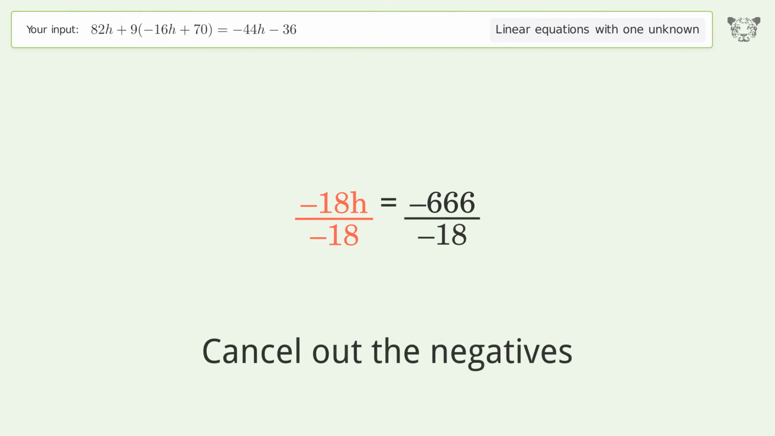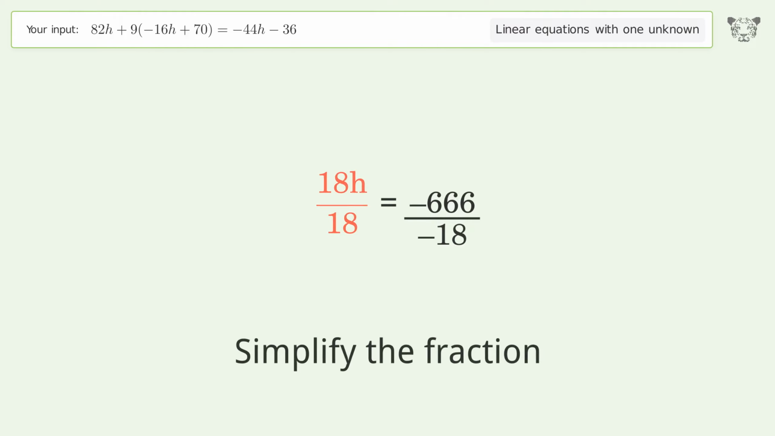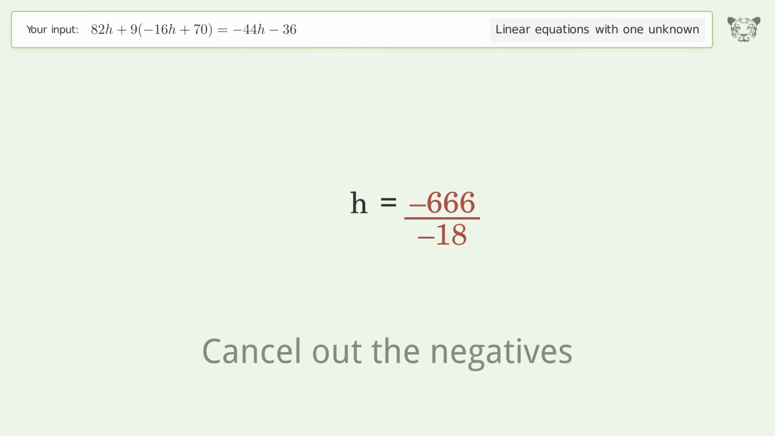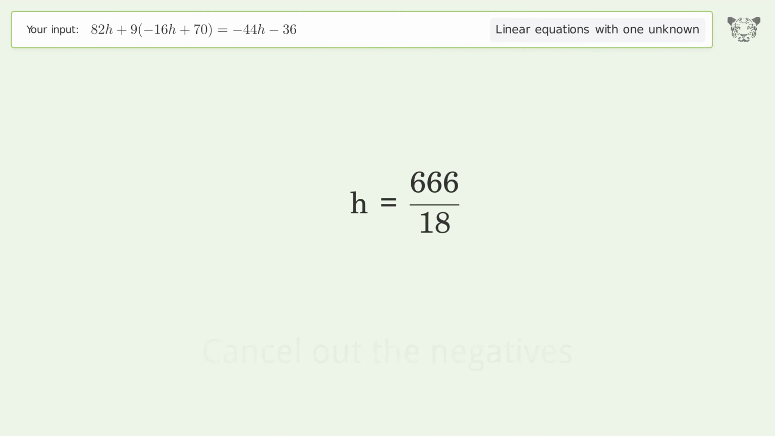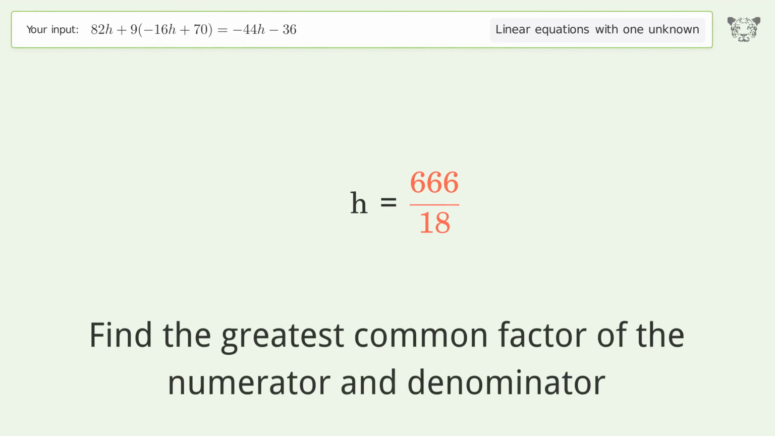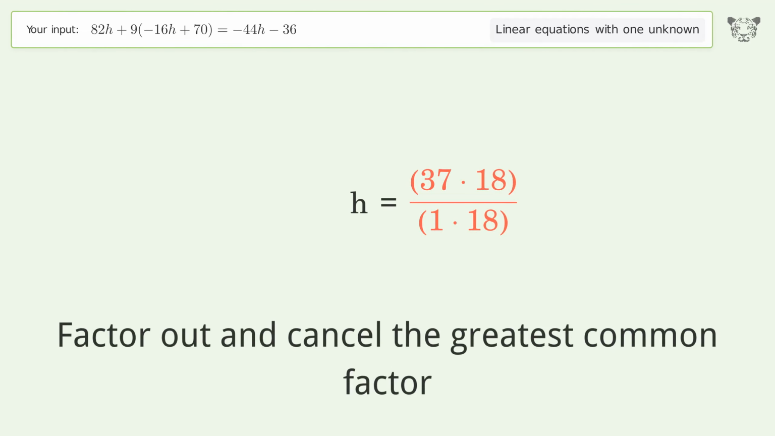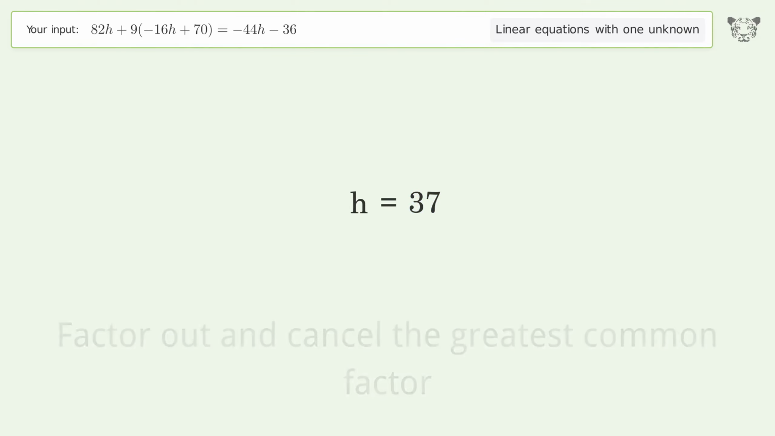Cancel out the negatives. Simplify the fraction. Cancel out the negatives. Find the greatest common factor of the numerator and denominator. Factor out and cancel the greatest common factor. And so the final result is h equals 37.